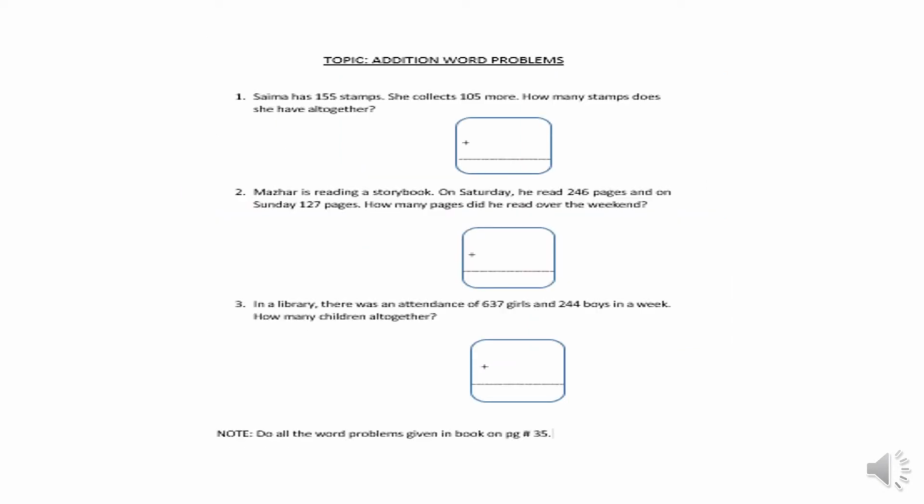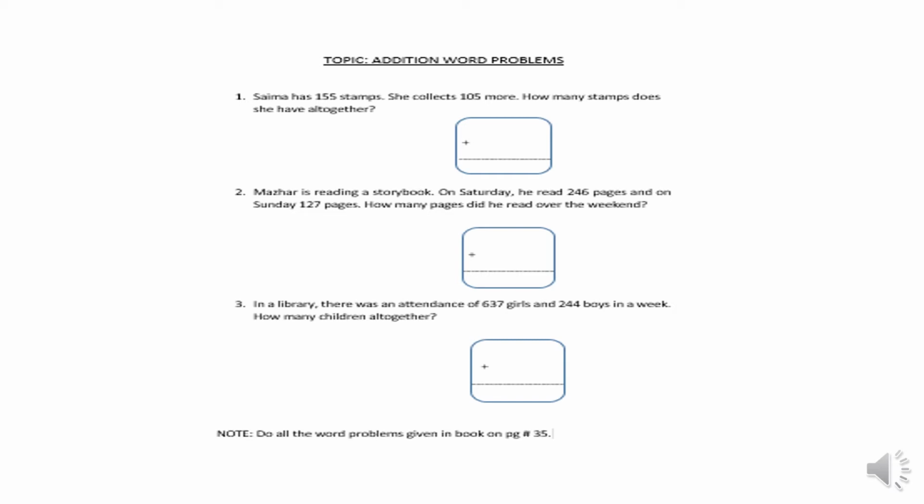Now in your booklet on page number 24 there are addition word problems. The first word problem is, Saima has 155 stamps. She collects 105 more. How many stamps does she have altogether? Saima has 155 stamps and she collects 105 more. You have to find out the total number of stamps. You will write 155 and 105 in the box given below, and when you add you will start from ones.